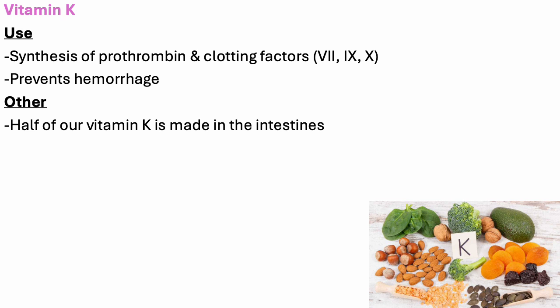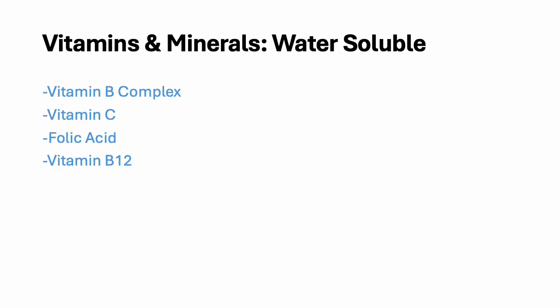Vitamin K is used for synthesis of prothrombin and clotting factors 7, 9, and 10, and it also prevents hemorrhaging. Something else with vitamin K is that half of our body's vitamin K is actually made in our intestines by bacteria. Vitamin K is also linked with warfarin because warfarin blocks vitamin K, so if that helps you remember it. So that was our fat-soluble vitamins.